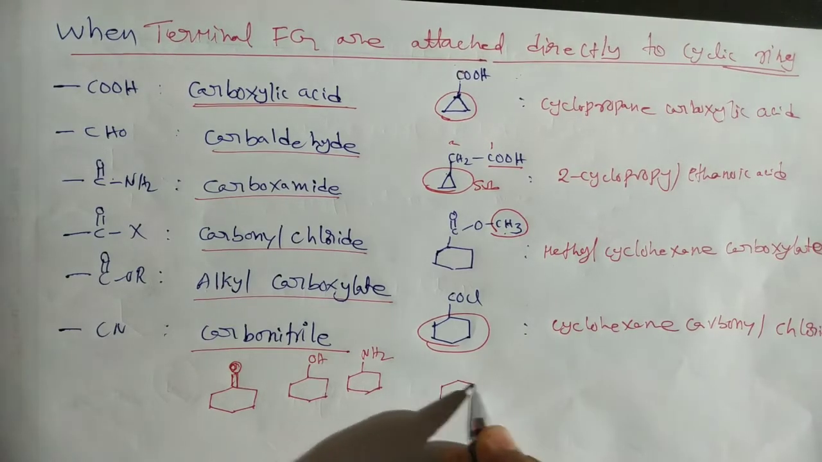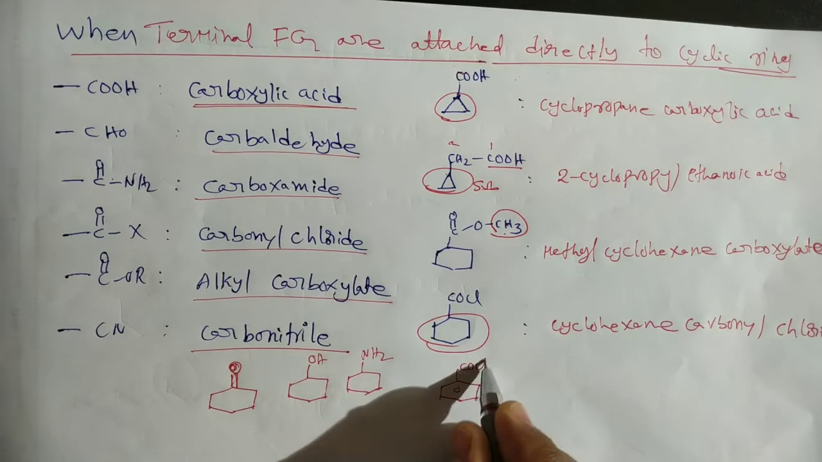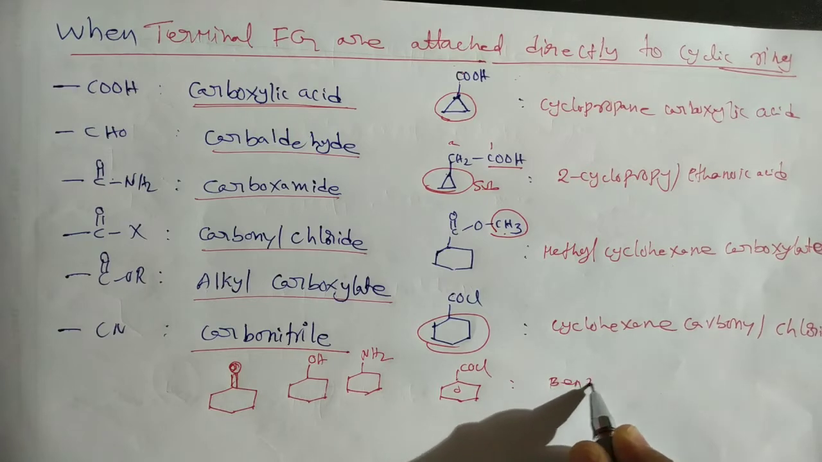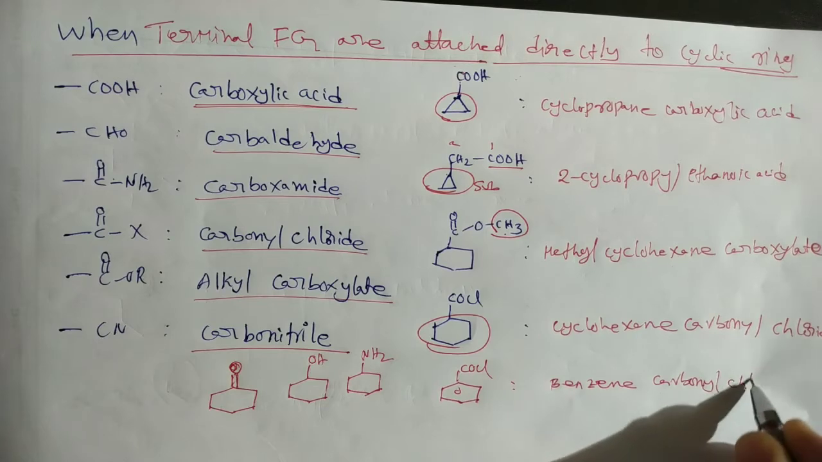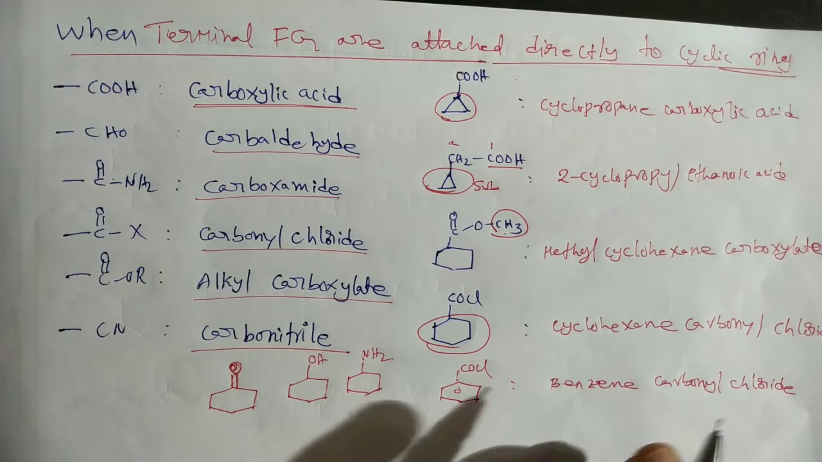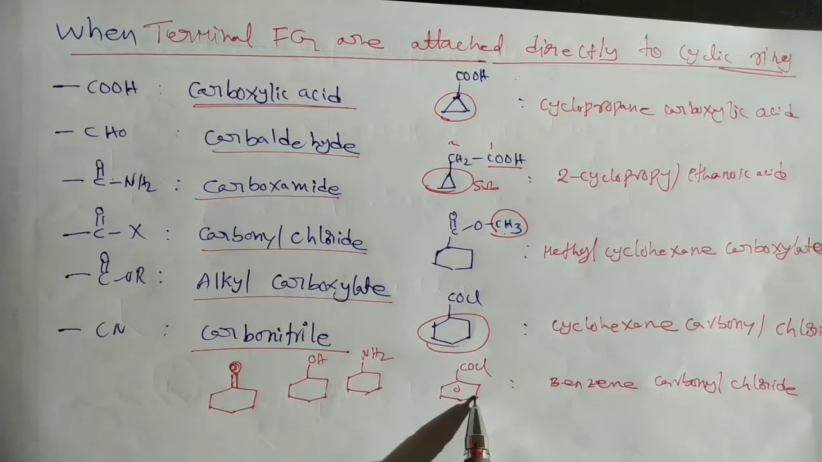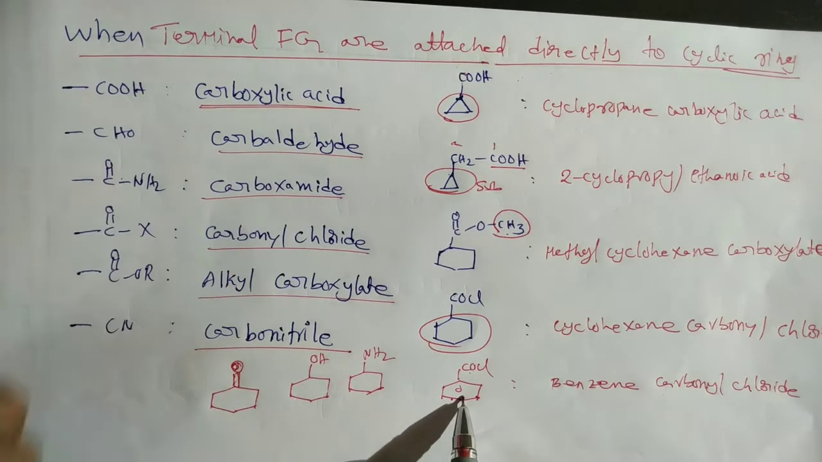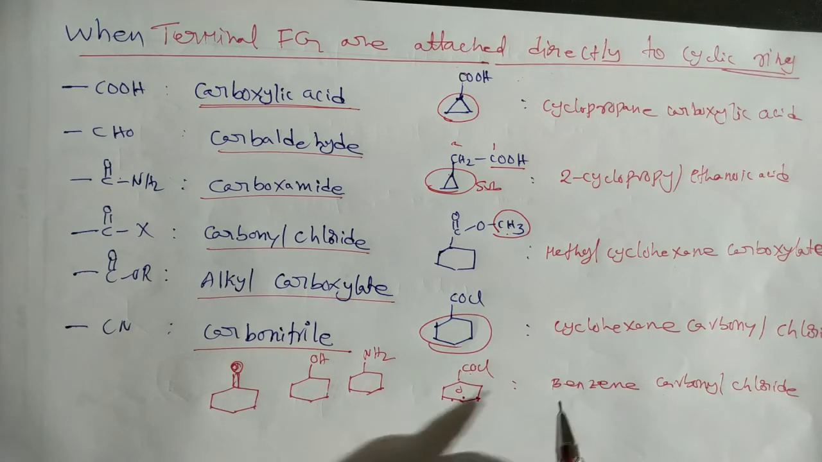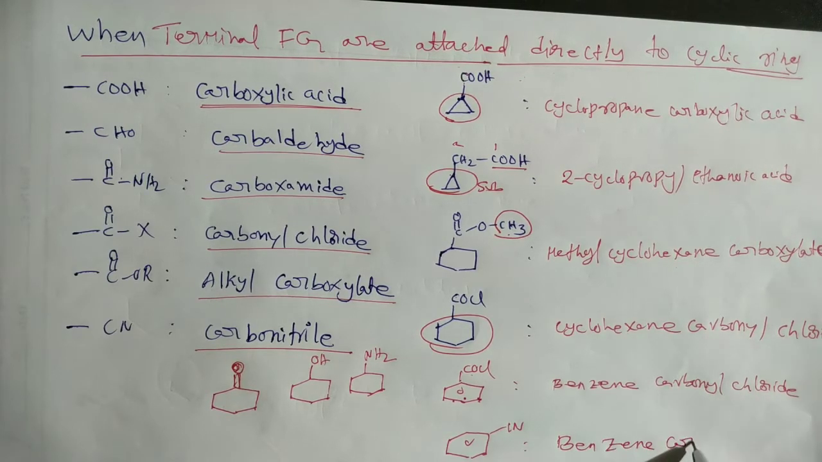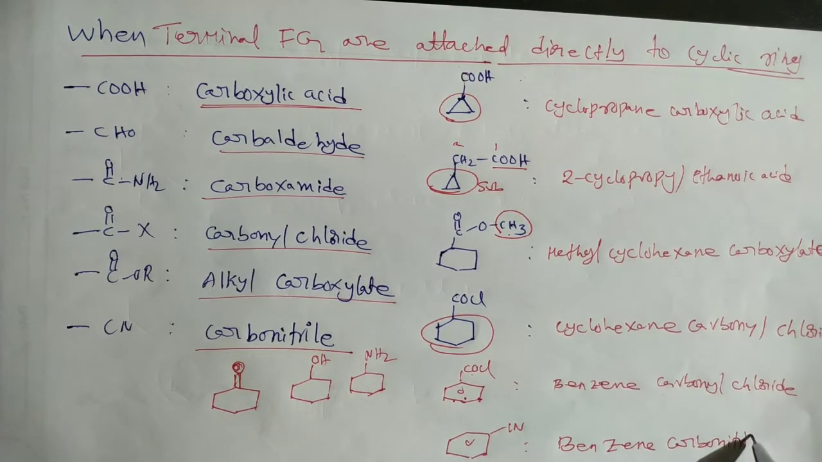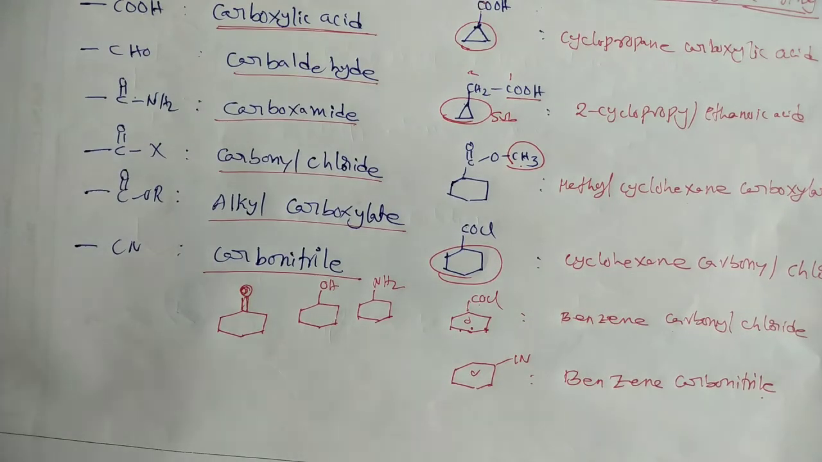Suppose it is a benzene with COCl; this is benzene carbonyl chloride. That is the IUPAC name. It was a previous IIT question in earlier times. If COOH is attached, it is benzene carboxylic acid; benzene carbaldehyde; benzene carboxamide; like that. Or benzene carbonitrile. Here benzene is attached to the CN directly, so this compound is named benzene carbonitrile. That is the IUPAC name of that one.